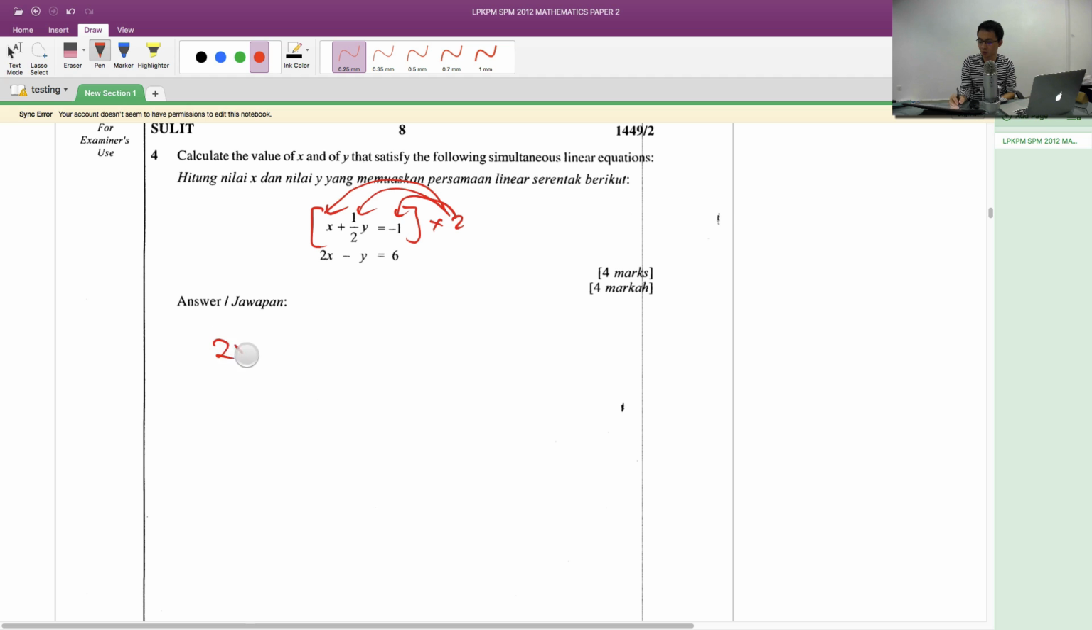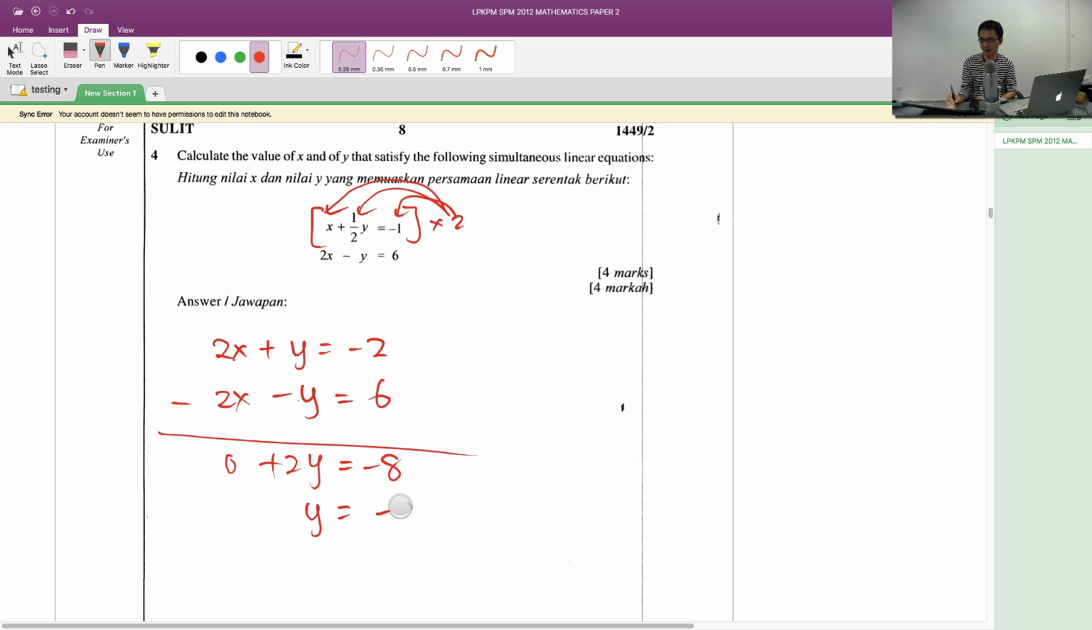So I will get 2x, half multiply 2, you'll get 1. So 1y equals to negative 2. Okay, this is my first equation. I copy my second equation, which is given there. Alright, so I will eliminate, you can choose eliminate x or y. But in this case, I think I eliminate x easier. Then I choose minus. So 2x minus 2x is 0. Y minus negative y is positive 2y. Negative 2 minus 6, negative 8. So y equals to negative 8 divided by 2. Y equals to negative 4.